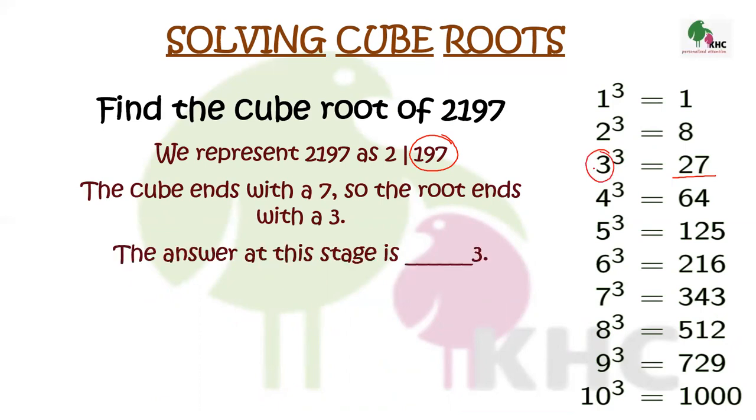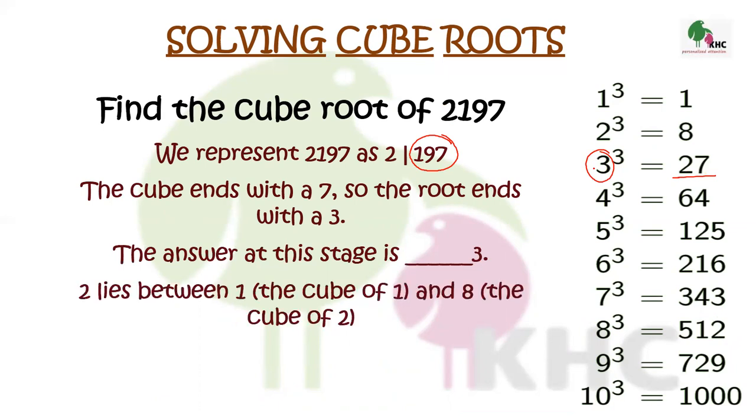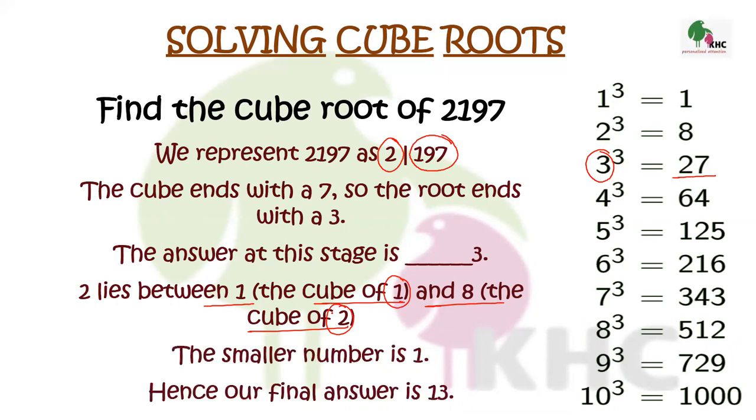You know it. After that, you focus on 2, because 2 is just left behind the slash. So you see that 2 lies between 1 and 8. 1 is the cube of 1 itself and 8 is the cube of 2. So out of 1 and 2, you choose 1. Therefore, your answer is 13. So 13 is the cube root of 2197.